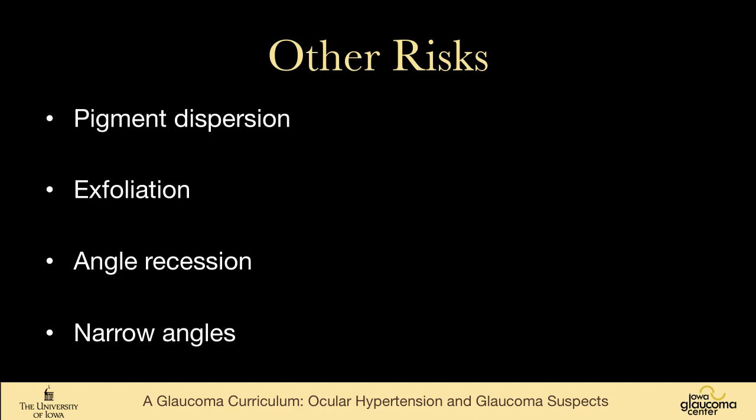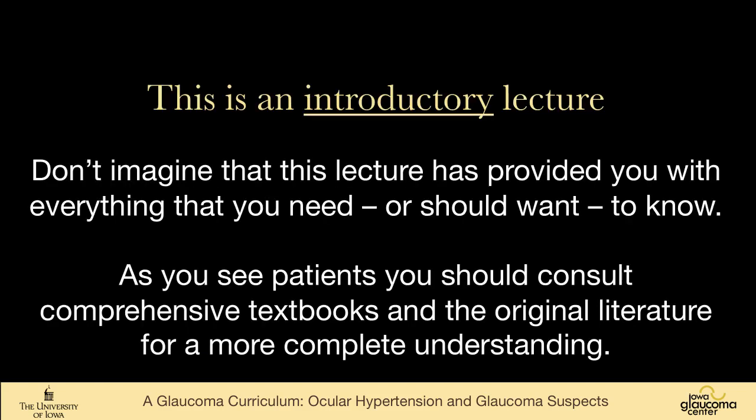There are certainly other things that we see that would put people at risk for glaucoma that are subjects of other talks: pigment dispersion, exfoliation, angle recession, narrow angles. So just an overview of people who are at risk for glaucoma but don't have glaucoma, and an approach to how to think of them.